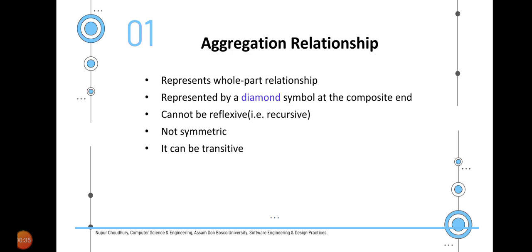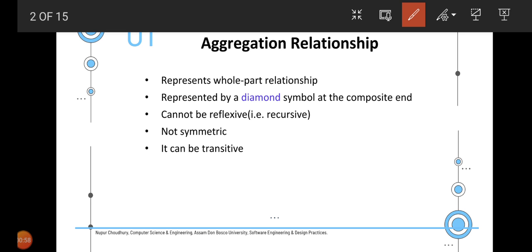and it represents a whole part relationship. Basically, it is represented by a diamond symbol at the composite end. When you look at two different classes, there has to be one whole class and one part class. When we are talking about representing this whole part relationship, essentially we make use of a diamond symbol, and this diamond symbol will be towards the composite end.